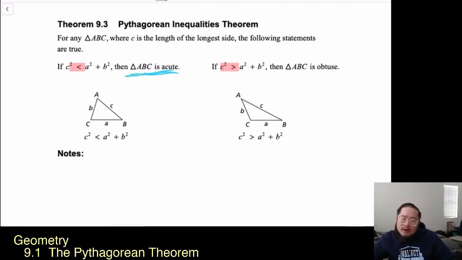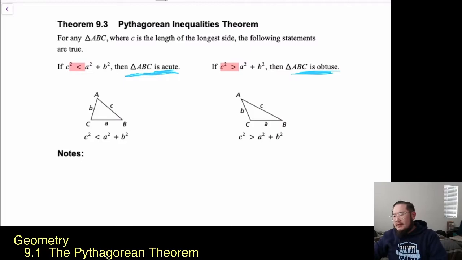The second part of the theorem states that if I take c squared and it happens to be greater than a squared plus b squared, then this triangle happens to be obtuse. Think about it this way once again: we know obtuse is big, so if side c squared is bigger than the other two sides combined, then we have an obtuse triangle. And we have an acute triangle when c squared is less than a squared plus b squared.